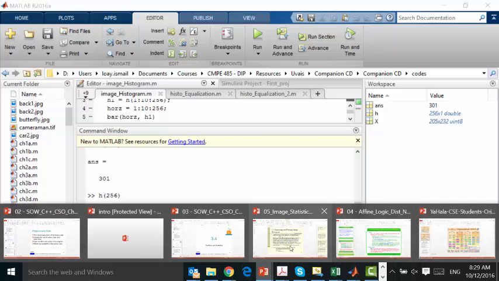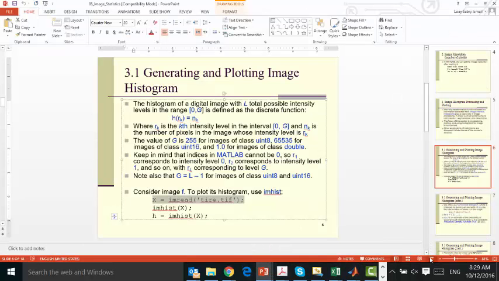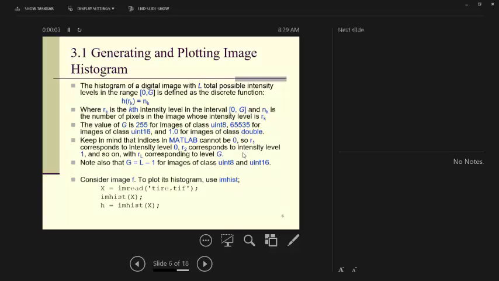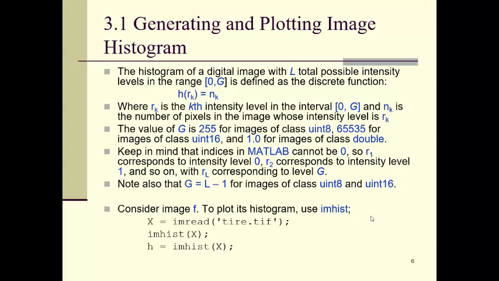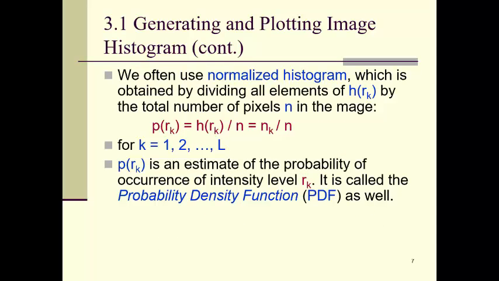So now we have seen how we can generate and plot the histogram. Here it says that we often use a normalized histogram, which is obtained by dividing all of the histogram values that we have by the total number of pixels in this image.